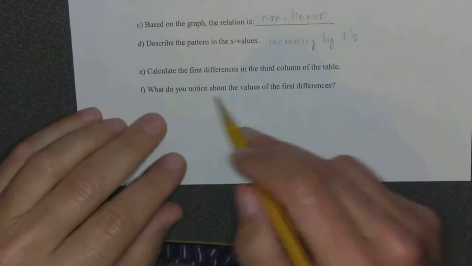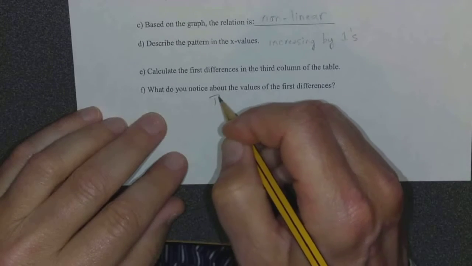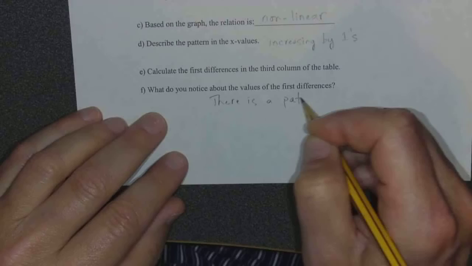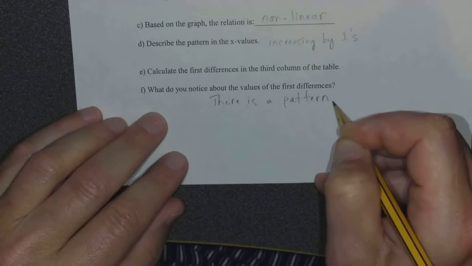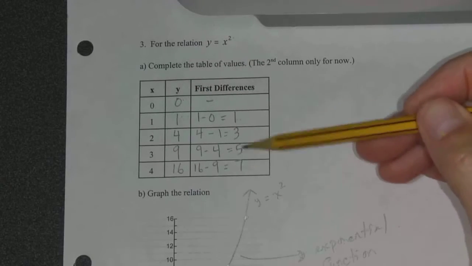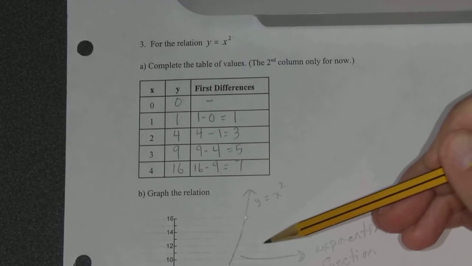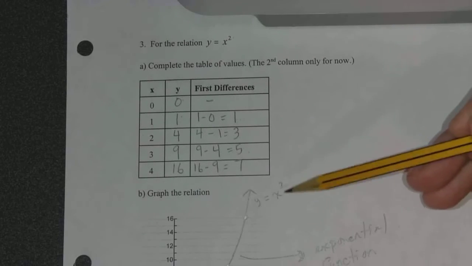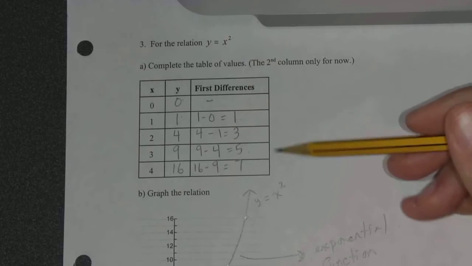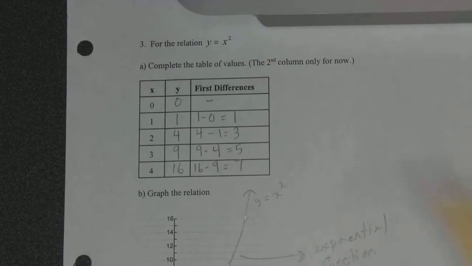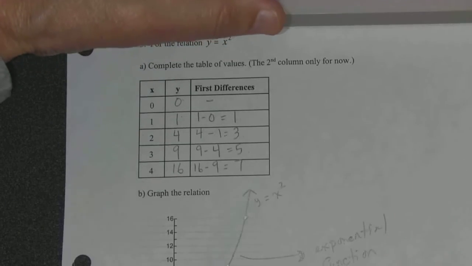So what do you notice about the value of the first differences? There is a pattern. I'm not going to lie to you. Most of the time, the first differences are equal. It's the same number, which means it's linear. So if the first differences are equal, like the previous two questions, it's a linear line, okay? We don't spend a lot of time on exponential functions. It's more grade 10 stuff, okay?